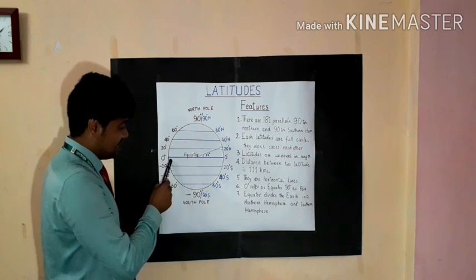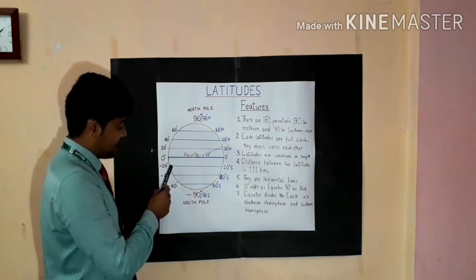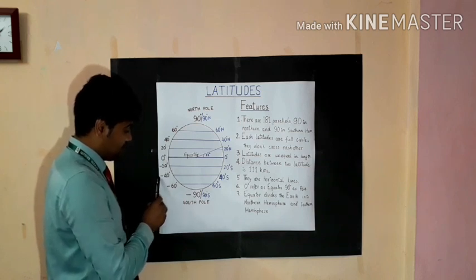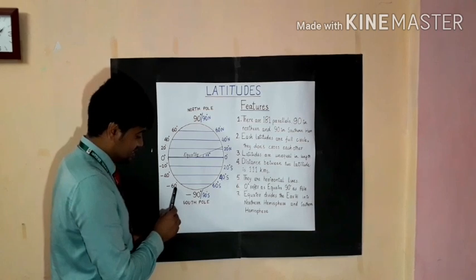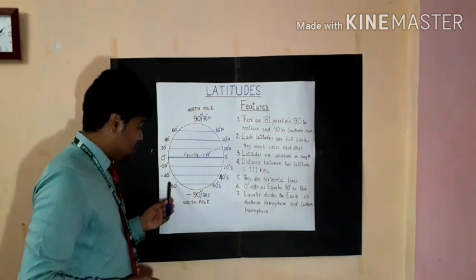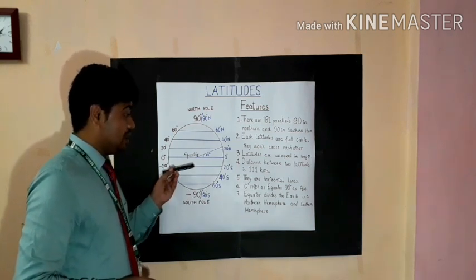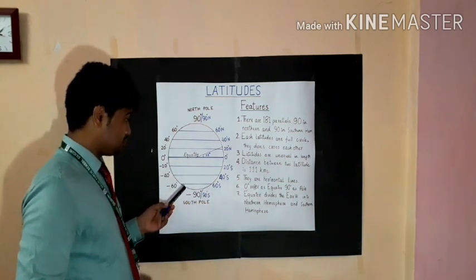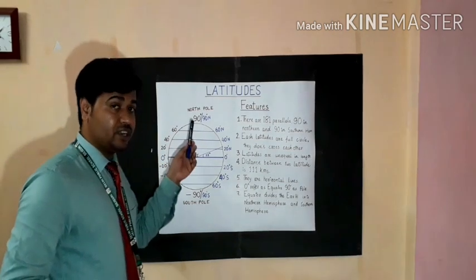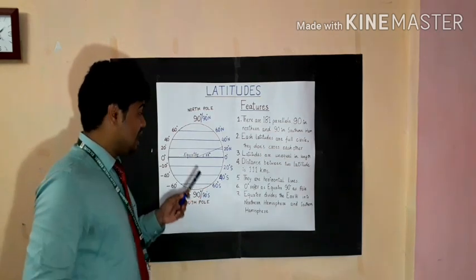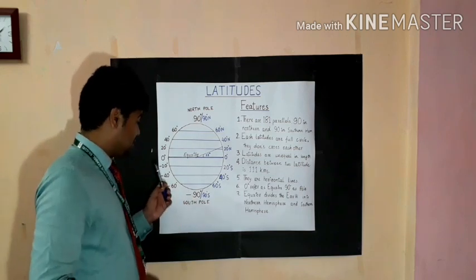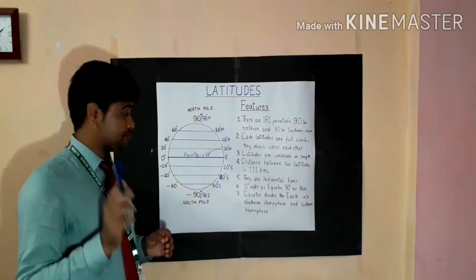Now you can see in the southern hemisphere I have marked these latitudes as minus 20 degree, minus 40 degree, minus 60 degree and minus 90 degree. So these negative numbers are in the southern hemisphere. So we mark latitudes in the northern hemisphere as positive numbers, and we mark those in the southern hemisphere as negative numbers.